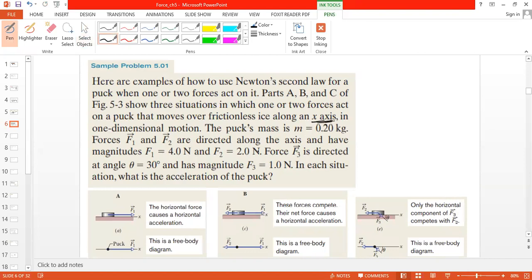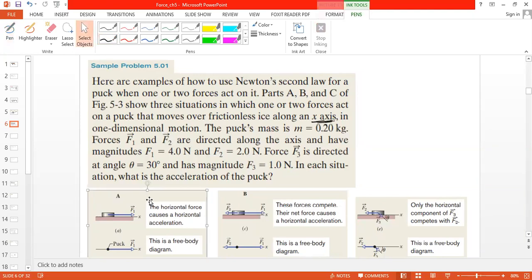F1 equals 4, F2 equals 2. Now force F3 is directed at an angle theta equal to 30 degrees, and has a magnitude of F3 equal to 1. In situation 3, see, F3 is acting. So in situation A, what is the acceleration of the puck? There are three situations. In the first situation, only one force is acting on it, that is 4 Newton. In the second situation, two forces are acting on it, 4 Newton and 2 Newton. And in the third situation, a third force F3 and a force F2 are acting on it. I have to find the acceleration for each of the three cases.